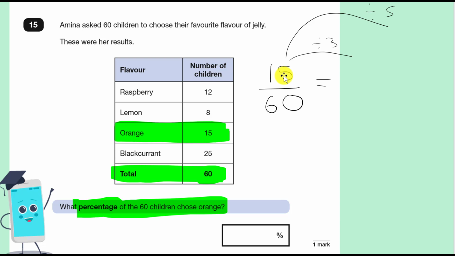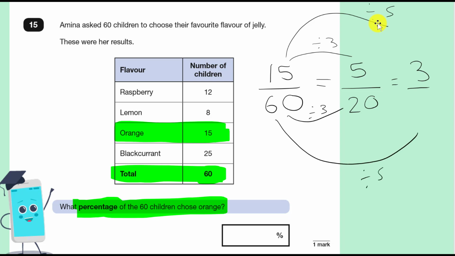So let's take our divide by 3 first. Now 15 divided by 3 is 5. And 60 divided by 3 is 20. So 15 60ths is the same as 5 20ths. Now let's do it by 5. 15 divided by 5 is 3. And 60 divided by 5 is 12. So I found 2 other equivalent fractions.